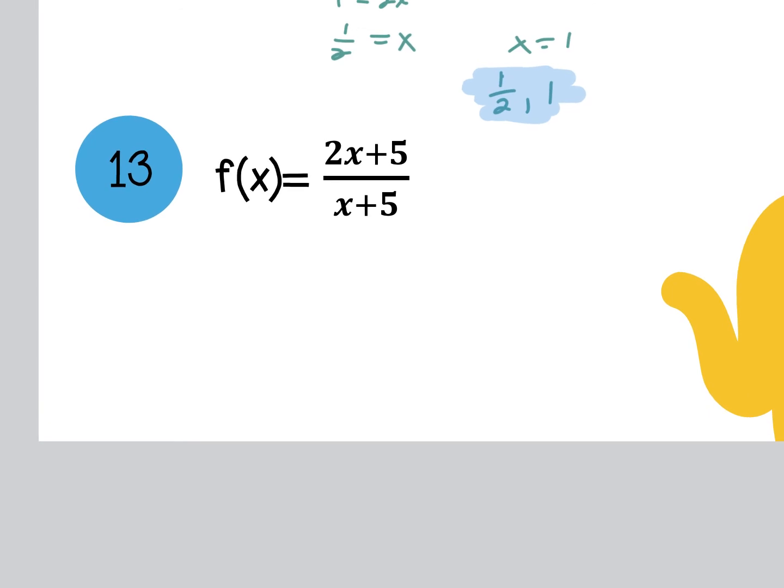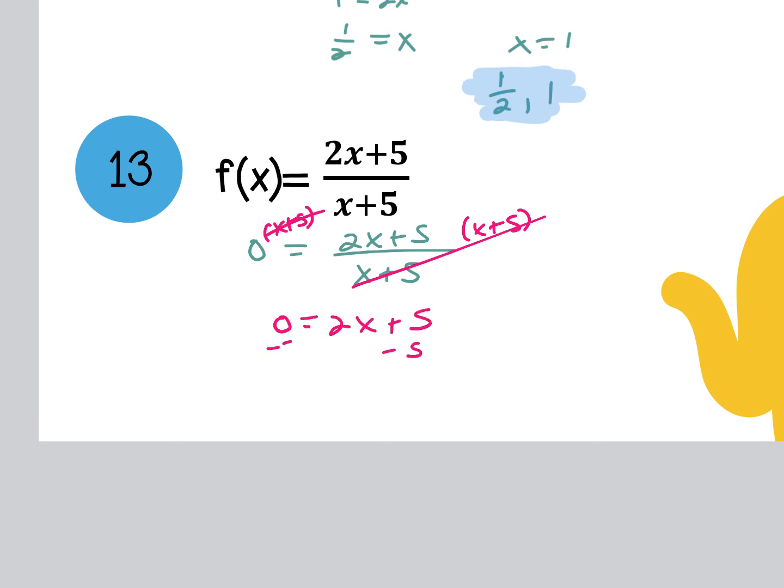All right, then 13. So I'm going to replace f of x with 0. Then what? Solve. How do I solve? So that's when it's an equation with a fraction. Just get rid of the denominator, right? Just multiply both sides by x plus 5. What's always going to happen? It's always going to cancel. So I can set my numerator equal to 0. Subtract the 5. Divide by 2.